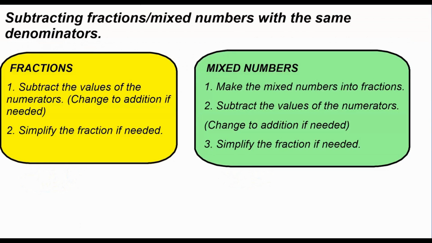So how do we subtract fractions and mixed numbers with the same denominators? We're going to do it just like we did with addition. We're going to subtract the values of the numerators. And again, we can change it to addition if we need to, but then we'll simplify the fraction if needed as well. Likewise, with mixed numbers, we're going to make the mixed numbers into fractions, especially when we have different signs, positives and negatives, and then subtract the values of the numerators, change to addition if needed, and then simplify the fraction if we have to.